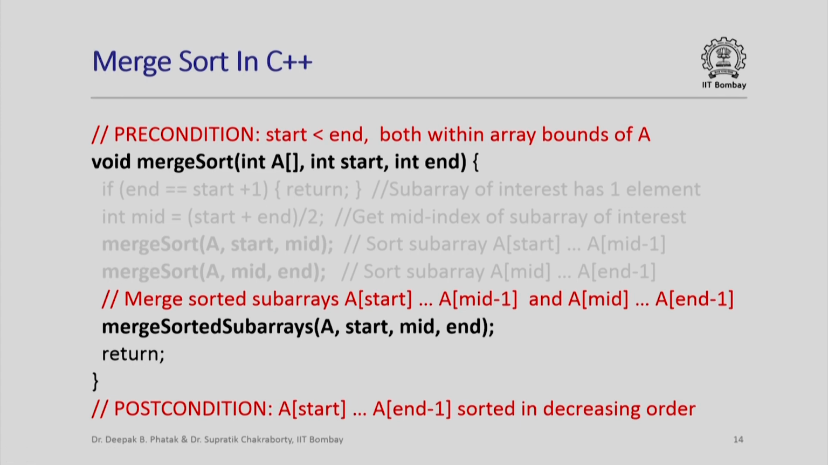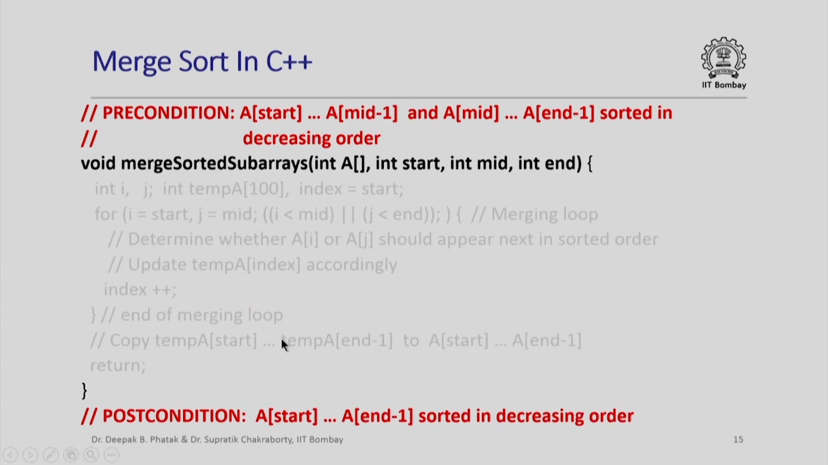So this is the key step in merge sort. How do we merge two sorted subarrays? Let's see how this function might look. To merge two sorted subarrays, our precondition is that the two subarrays A start through A mid minus 1 and A mid through A end minus 1 are sorted in decreasing order, and the postcondition that we want to guarantee is that the entire subarray from A start through A end minus 1 would be sorted in decreasing order.